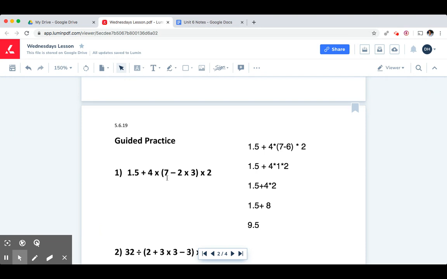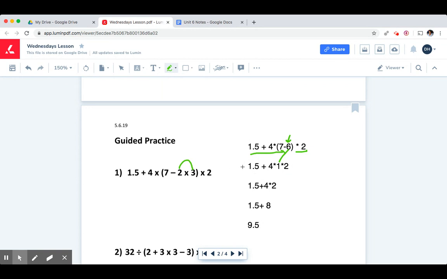For number 1, we needed to solve the following expression. We know that there are parentheses here, so we're going to solve what's in the parentheses first. But within the parentheses, there's subtraction and multiplication. Multiplication is more powerful, so we'll do that first. 2 times 3 is 6, so I substitute that in and copy everything else. Next, I finish solving the parentheses and do 7 minus 6 and get 1. Then I copy everything else.